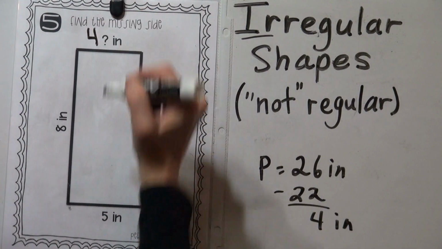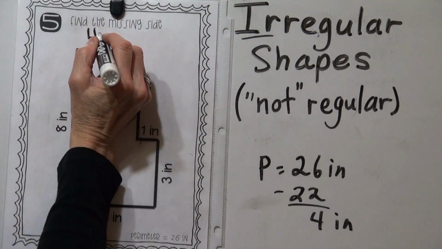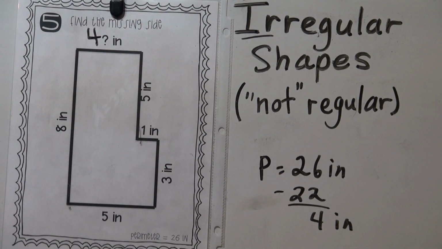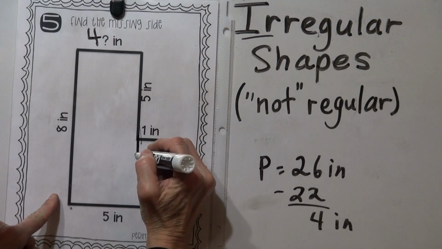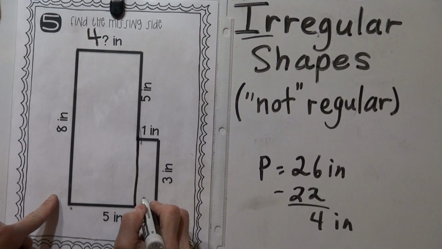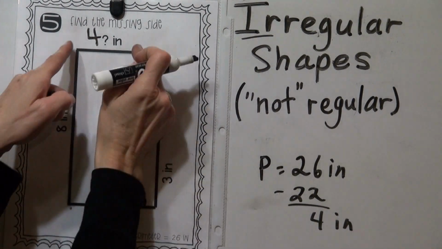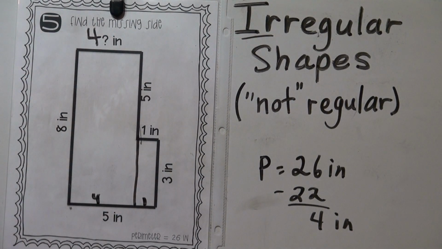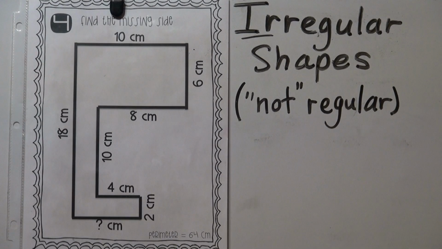So, yep, that's what we got before. This little missing side is 4 inches. You can even look back down here. If this is 1, this section is 4, and that matches up. So you can always check yourself in different ways to make sure that you got it right. Now, save the best for last.